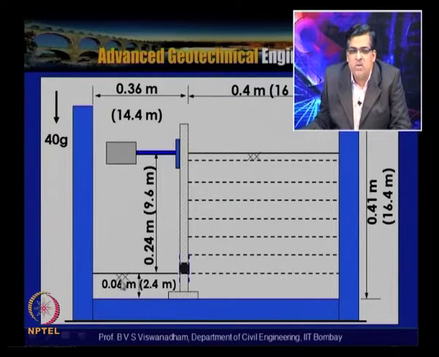The base layer has 0.06 meter into 40, which is about 2.4 meter, and this portion is fixed. In order to prevent the sand particles from entering the hinge, thin polythene sheets are placed here as shown in this figure. What has been done is that the wall is propped initially with very high pressure, and the centrifugal gravity is increased from 1 G to 40 G.